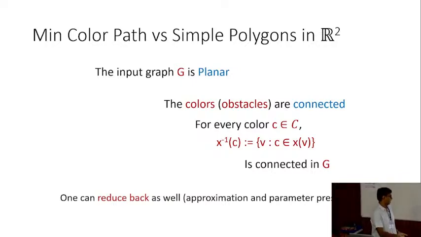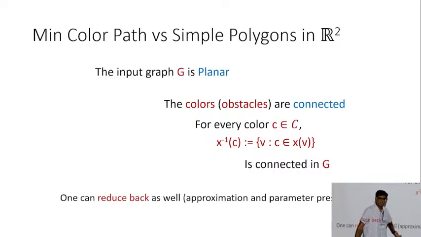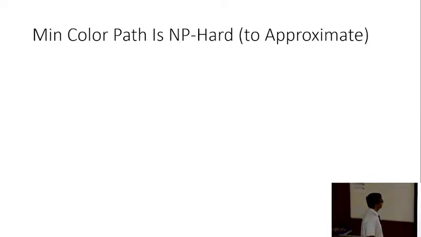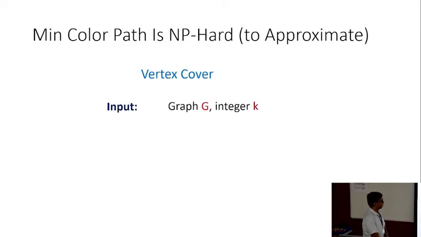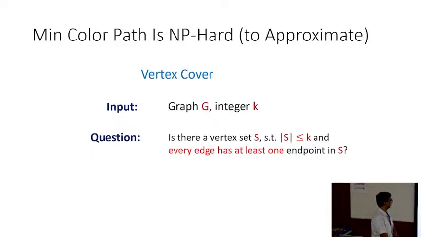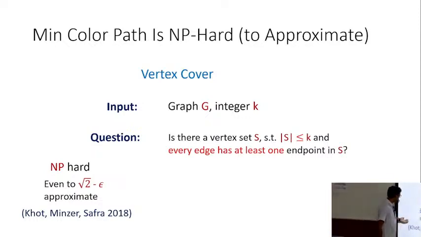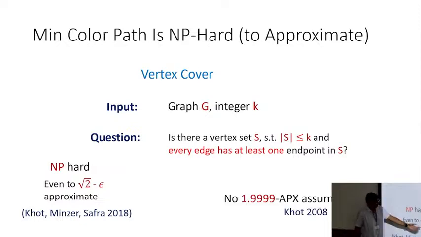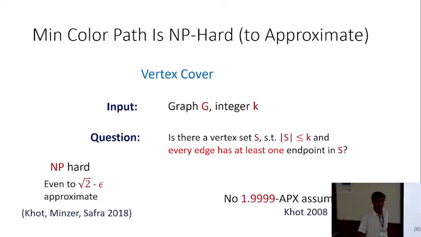The reduction is very simple. It is approximation preserving, parameter preserving, whatever preserving you wish. So minimum color path is NP hard, and let me give you a simple reduction from vertex cover. What is a vertex cover? Your input is a graph G and an integer k, and the question is: is there a vertex set S such that if you delete it, the graph is an independent set, or equivalently, every edge contains at least one vertex from this set? It's an NP hard problem, we know. We know that it is even hard to approximate within root 2 minus epsilon, and assuming the UGC conjecture, you cannot do better than 2 minus epsilon.